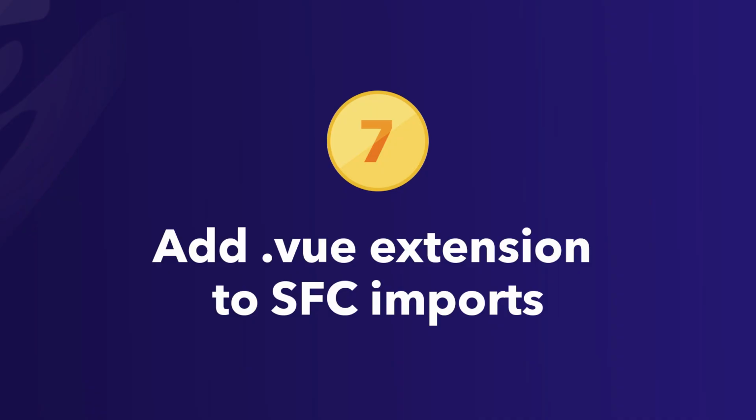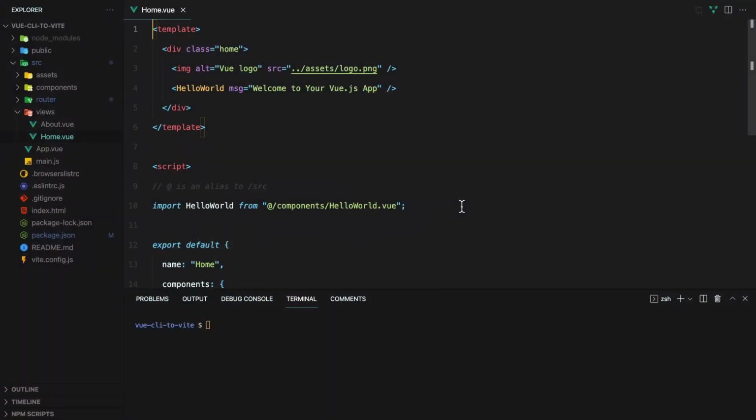Step number 7 is to add .vue extensions to all your single file component imports. While our newly created Vue CLI project already does this, my bet is that your existing applications probably do not. So, you must ensure that all imports of single file components end with the .vue extension.